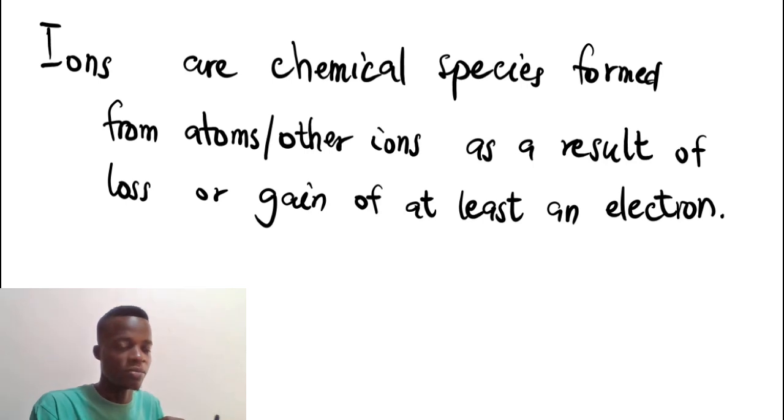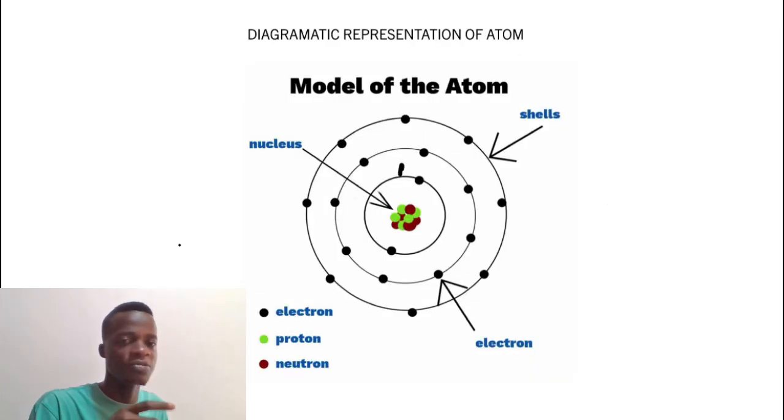So when you have an atom, the atom can be neutral or non-neutral. We'll talk about that in a minute. But just know that ions are chemical species formed from atoms or even other ions as a result of loss or gain of at least an electron. When an electron is lost or added to a particular atom, then we are going to have an ion form.